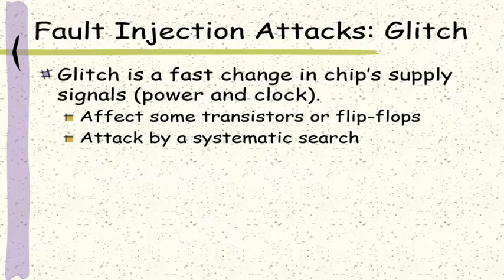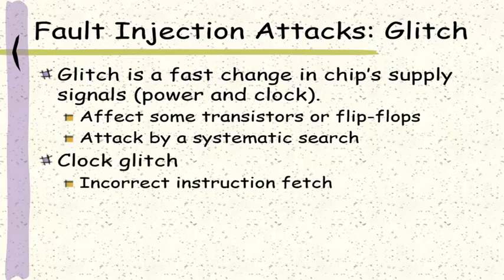A glitch is a fast change in chip's supplying signals, such as supplying voltage and clock signals. It may affect some random transistors or flip-flops. Although the attacker may not have control on which transistor or flip-flop will change, it is not very hard to do a systematic search to find security holes. For example, a shorter clock pulse causes incorrect instruction fetch in Motorola controllers.